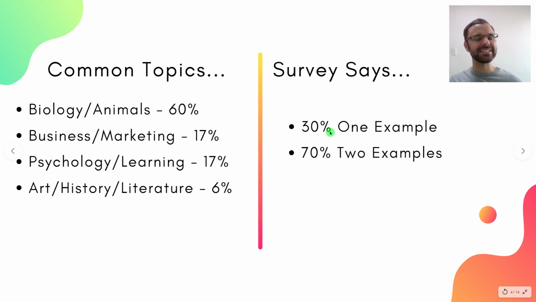Meanwhile, I asked the same students about the number of examples, and an overwhelmingly 70% of them said they got 2 examples. Only 30% of them said they got 1 example. Be prepared for either type, but yeah, it seems like most of the time you're going to hear 2 examples.